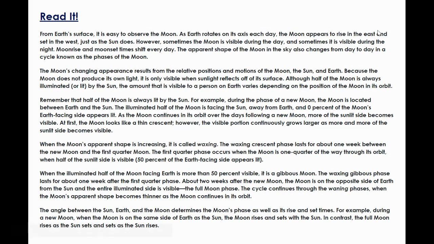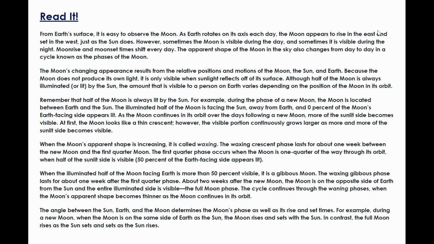From Earth's surface, it is easy to observe the moon. As Earth rotates on its axis each day, the moon appears to rise in the east and set in the west, just as the sun does. However, sometimes the moon is visible during the day, and sometimes it is visible during the night. Moonrise and moonset times shift every day.